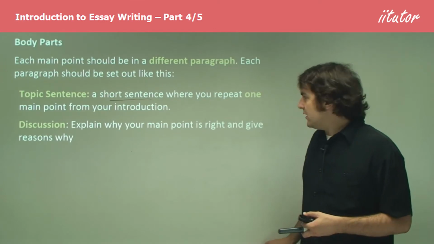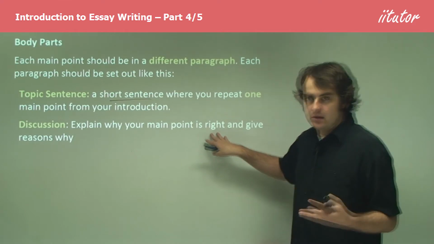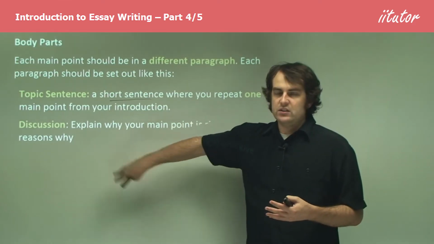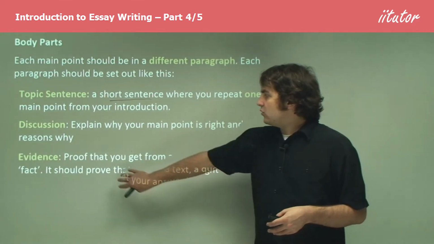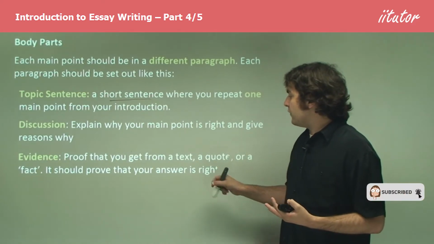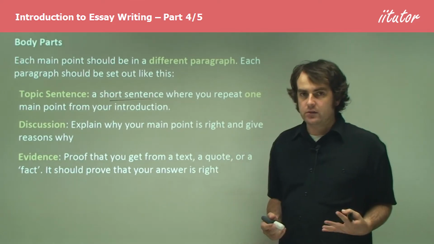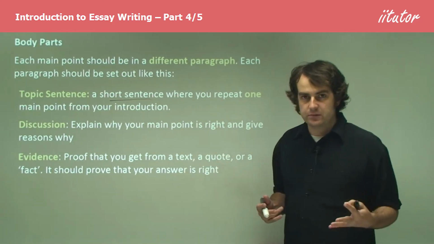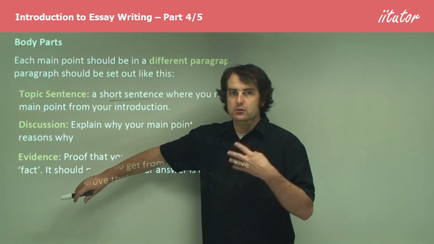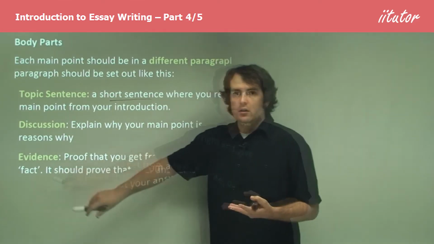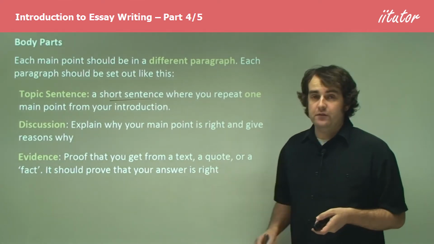Your discussion. So then you've got to explain why that sentence I just wrote is correct, is right, and also give some reasons why. So explain why everything you've said there is correct. You then need to prove that with something called evidence. It's proof, which you can get from a text if you're writing about a story. You get it from a quote, if you can find a quote, either from a story or from somewhere else, or from a fact. So something that you can prove, that you've been able to find and that is true. If you write about something that's not true, obviously your essay is not going to go quite as well. It should prove that your answer is right.